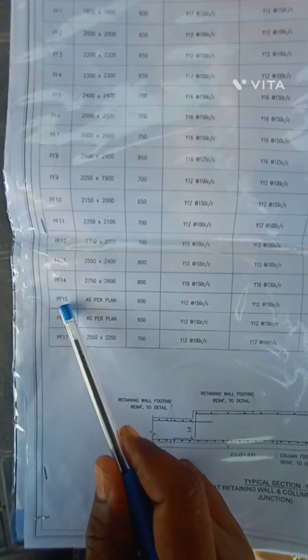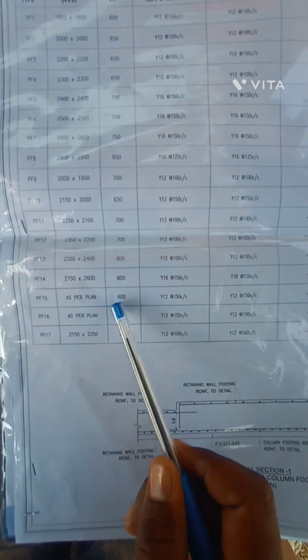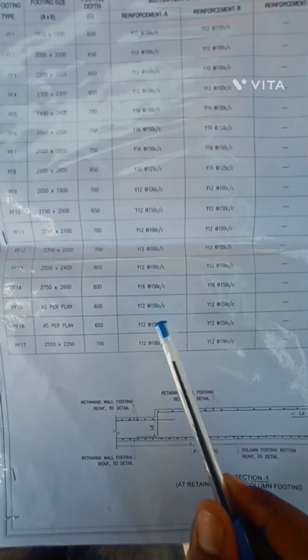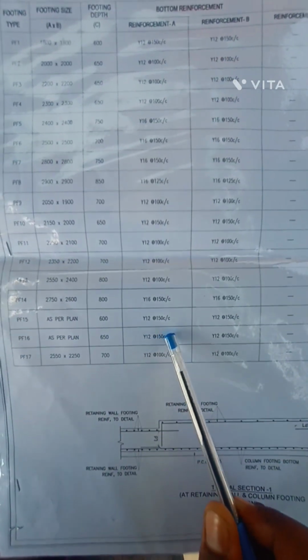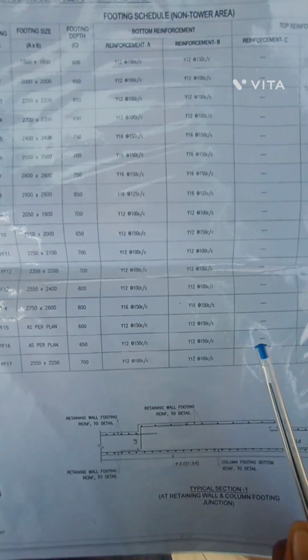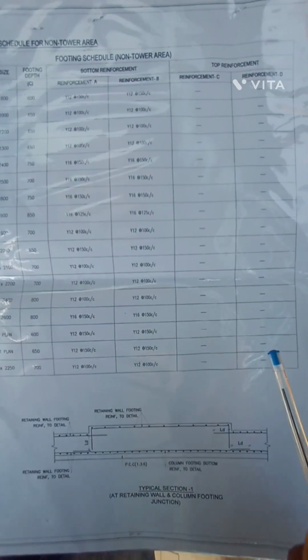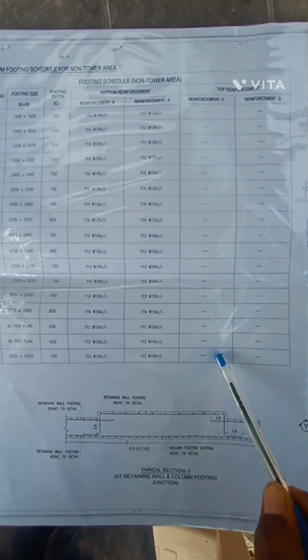After that, I have explained PF15 and PF16, guys. As per plan, showing like that, 600 mm thickness. Okay, we have to maintain 600 mm thickness, 12 mm at 150 mm center spacing. Before you start the works, read the drawings. Thank you, guys. Thank you.